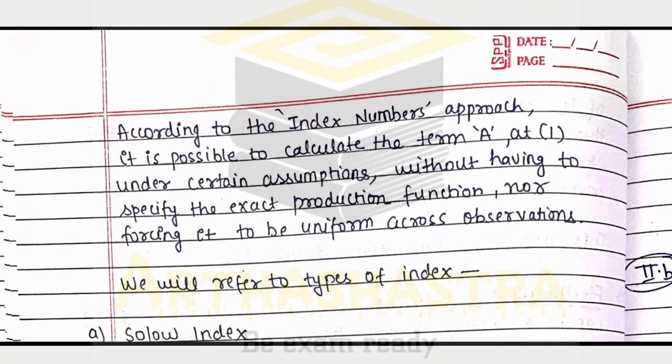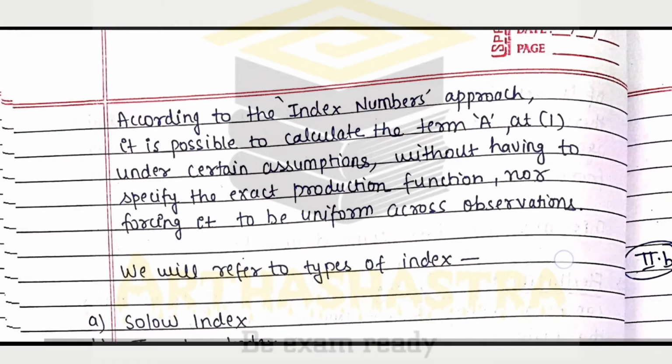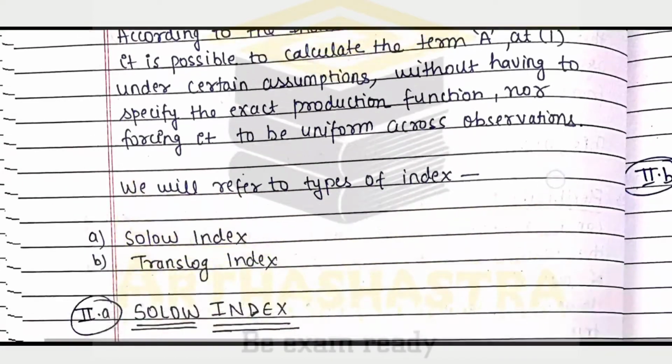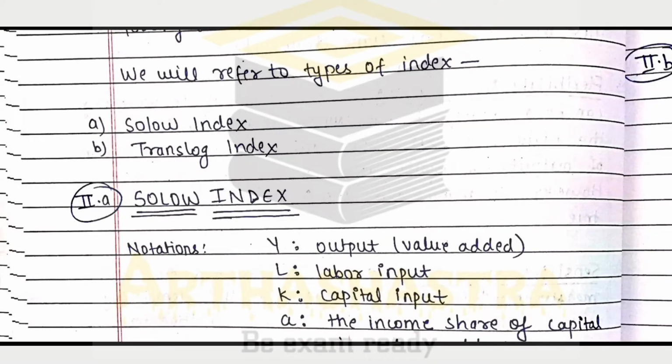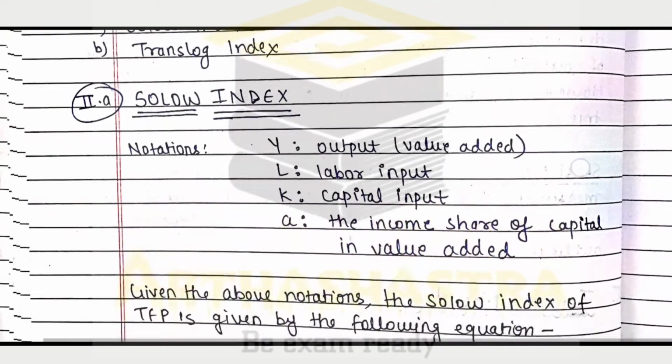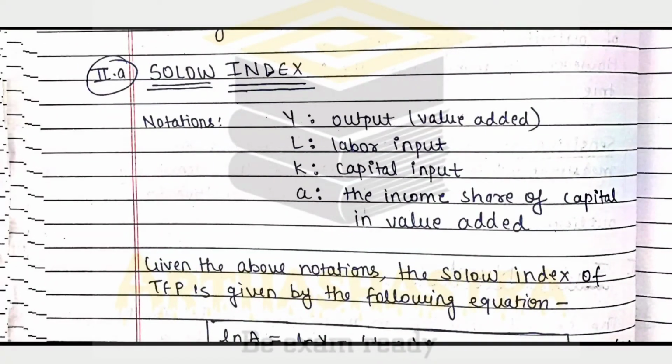And now we are explaining how we can incorporate the index number approach to calculate the total factor productivity term, that is term A, and it is calculated under certain assumptions. So here we are referring to two types of index. First is the Solow index, second is the translog index. For the Solow index, we have written down the notations Y, L, K, and alpha. Here alpha is the income share of capital in value added.